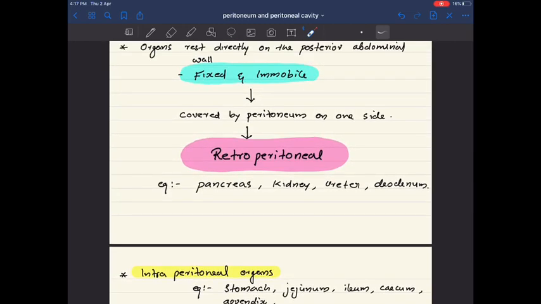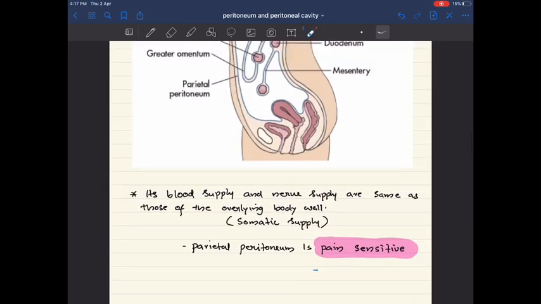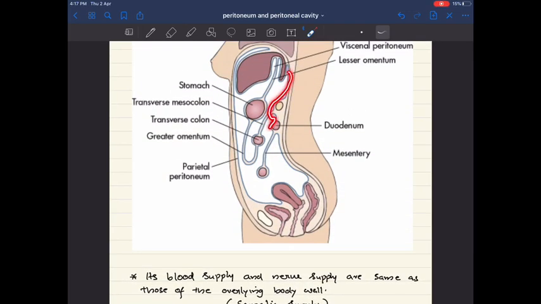So what are retroperitoneal organs? These organs, retro means behind, okay, back. Peritoneal means peritoneum. So these are organs present behind the peritoneum. See, this is peritoneum. Behind the peritoneum is duodenum. So retroperitoneal.